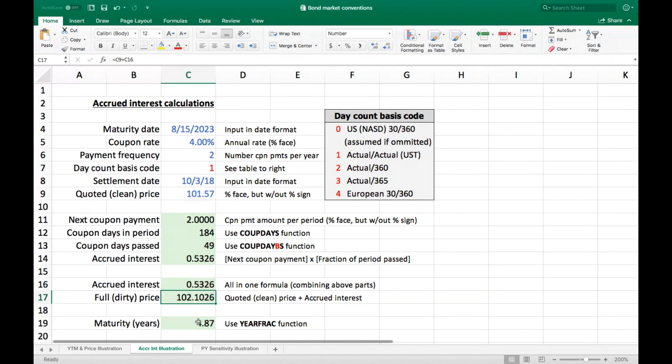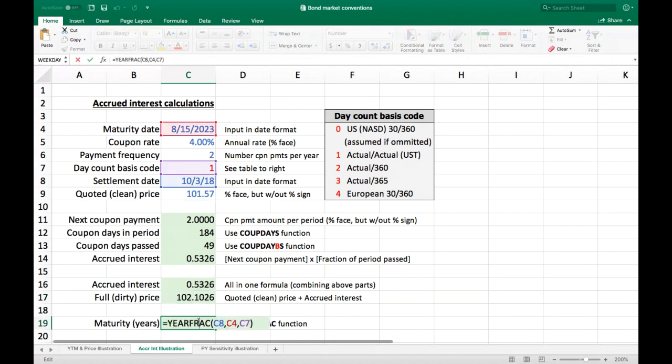And then finally, just to note here, we have another function that's sometimes useful if you want to show what the actual maturity is in years. Now, it'll be a fractional period because typically you'll not be on an even coupon date. So you can use the YEARFRAC function, and the parameters for that are the start date, the end date, and then the basis. So it's going to be consistent with the same day count basis code.